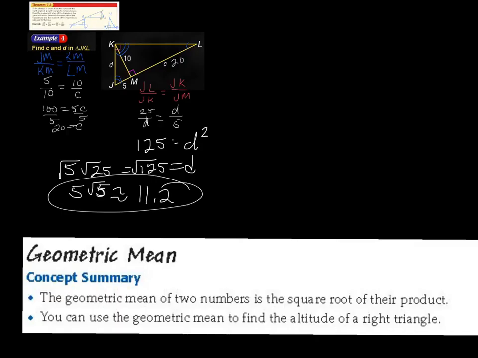All of our hard work is summed up in 2 sentences. The geometric mean of 2 numbers is the square root of their product, and you can use the geometric mean to find the altitude of a right triangle.